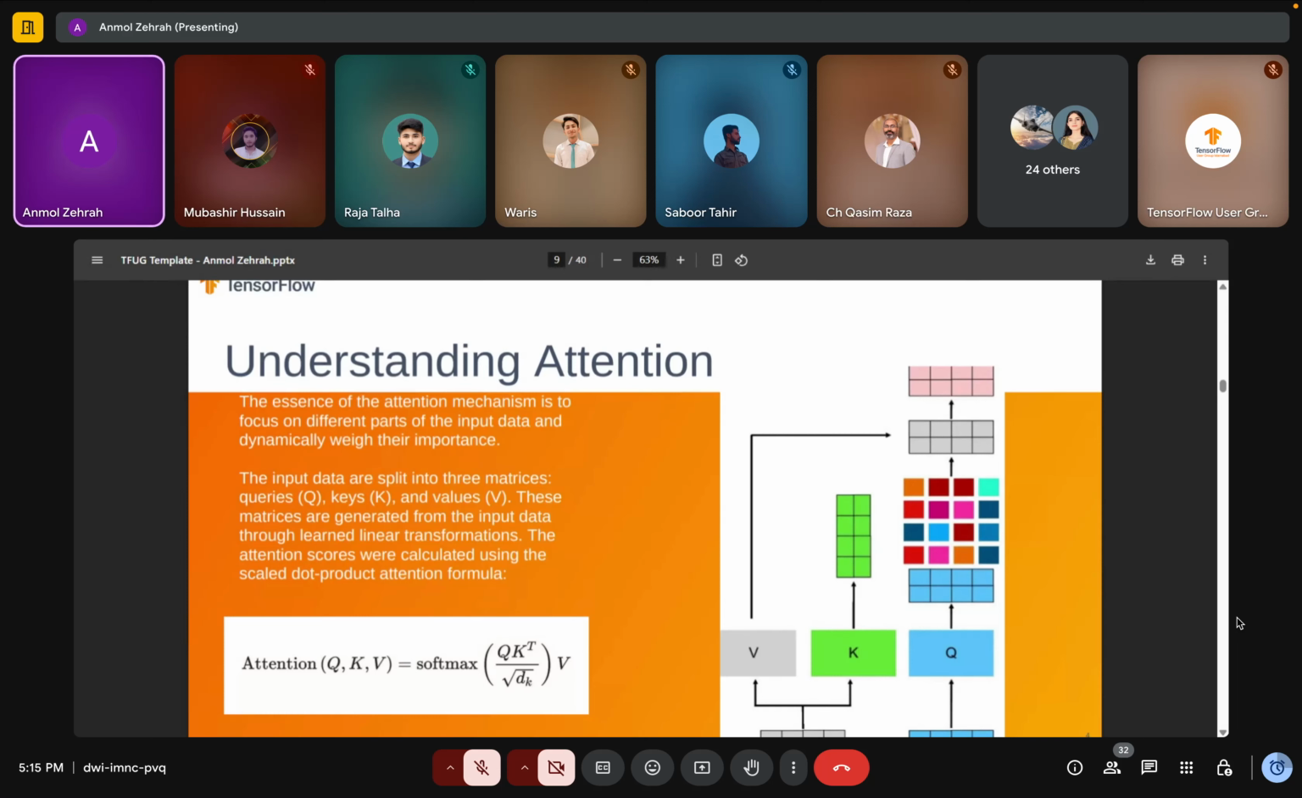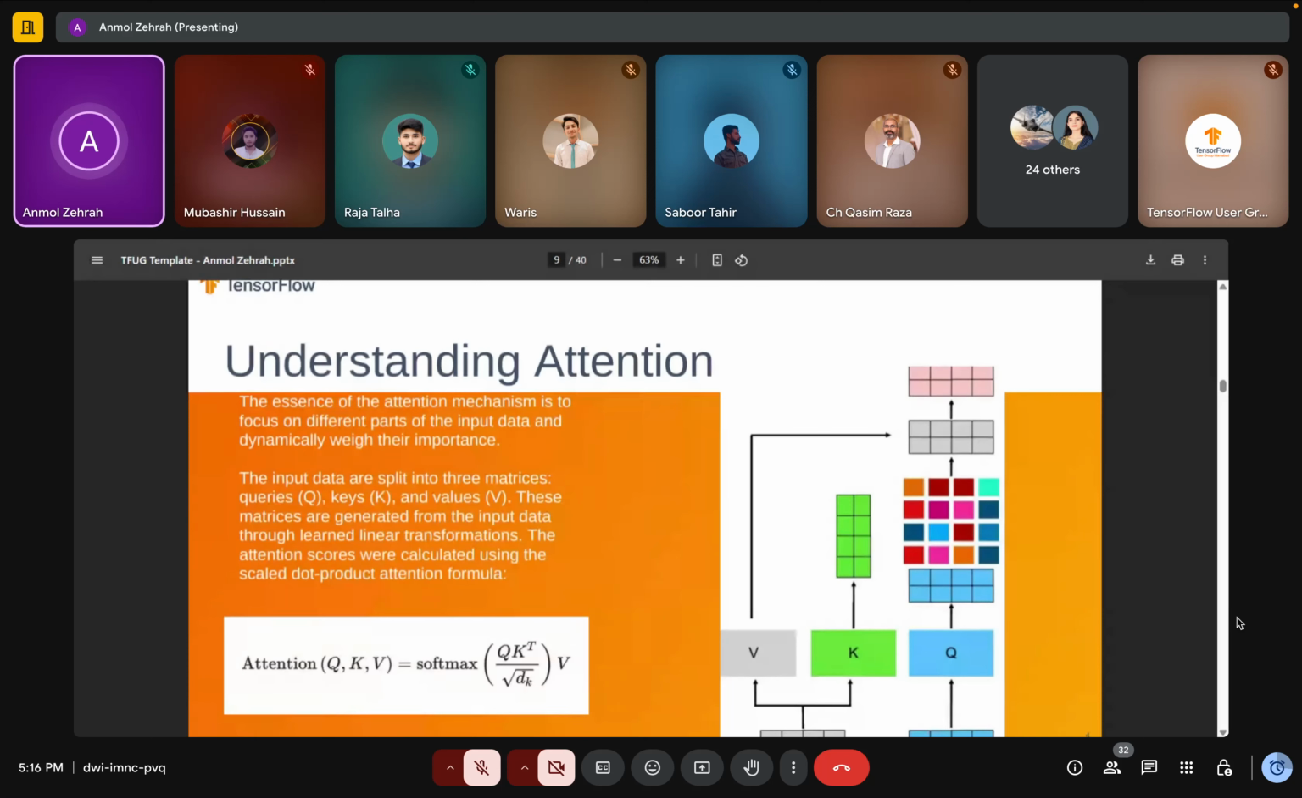So to do this calculation, we break our input into three components. We have query, keys, and values. Now, query is basically what we're looking for. Keys are potential reference points, and value is the actual information that we want to retrieve. Each of these is derived from the input patches. And then basically we use linear transformations, and then scaled dot product is used.